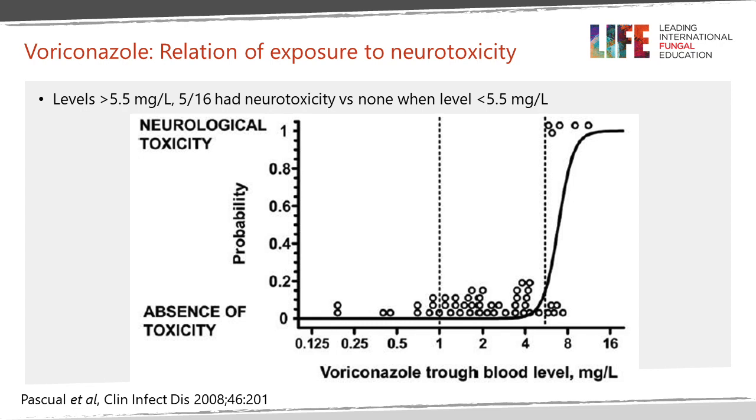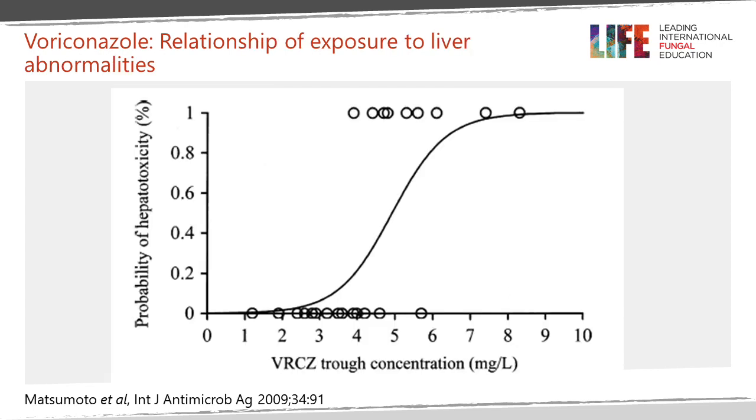There is also some data on toxicity. This study showed that a level of higher than 5.5 resulted in significantly more neurotoxicity. It's of course a small number of patients, but every patient with neurotoxicity had a level of higher than 5.5. And also what has been shown only in a Japanese study was that liver abnormalities were also related to higher voriconazole levels in this study.